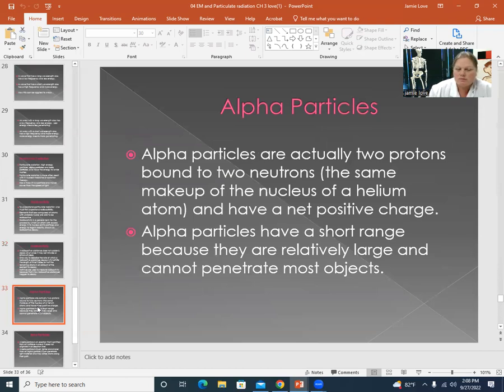Alpha particles, specifically what you need to know about these is they're very, very short range, can't go very far, don't move very fast, very large, can't penetrate very much, maybe a book. They originate from the center, the nucleus. It's from two protons and two neutrons.